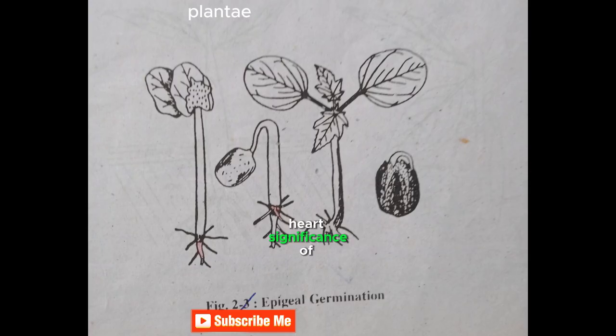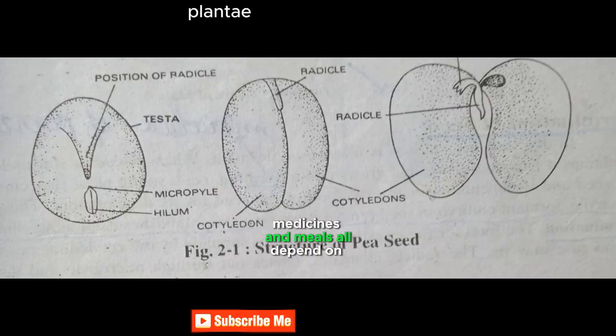Significance of angiosperms. Angiosperms are vital for life on Earth. They produce oxygen and food through photosynthesis, provide fruits, vegetables, grains, fibers, oils, and medicines, give us wood and paper, support pollinators and wildlife, and help maintain climate balance by absorbing carbon dioxide. Think about it: our homes, clothes, furniture, medicines, and meals all depend on angiosperms. Without them, human life would not be possible.